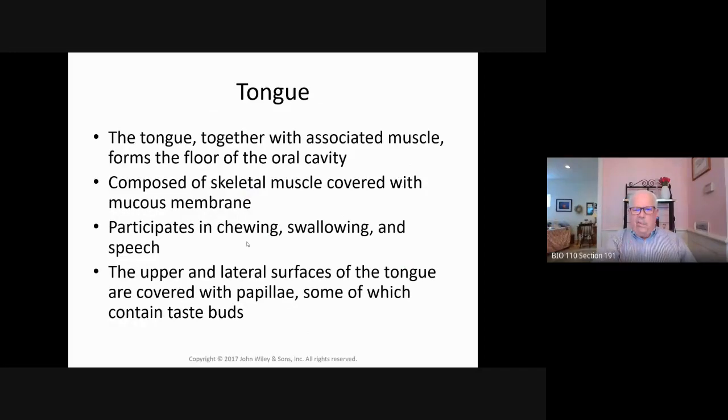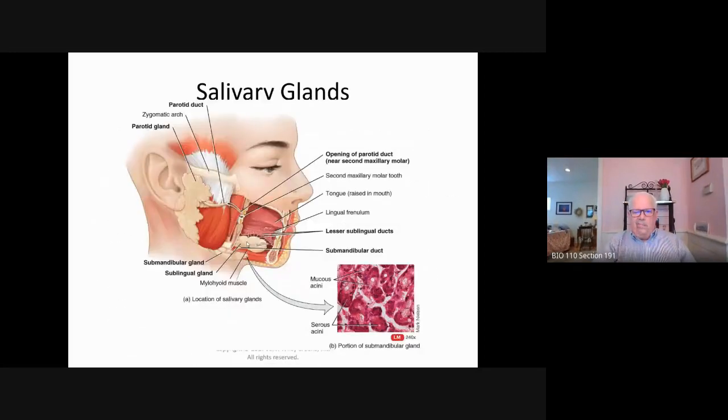So let's go back. Salivary glands produce saliva. Saliva consists basically of water. That's the most abundant material in saliva, but it also produces enzymes to start the digestion of food. I'll say this again. Mechanical digestion starts in the mouth. Chemical digestion starts in the mouth.